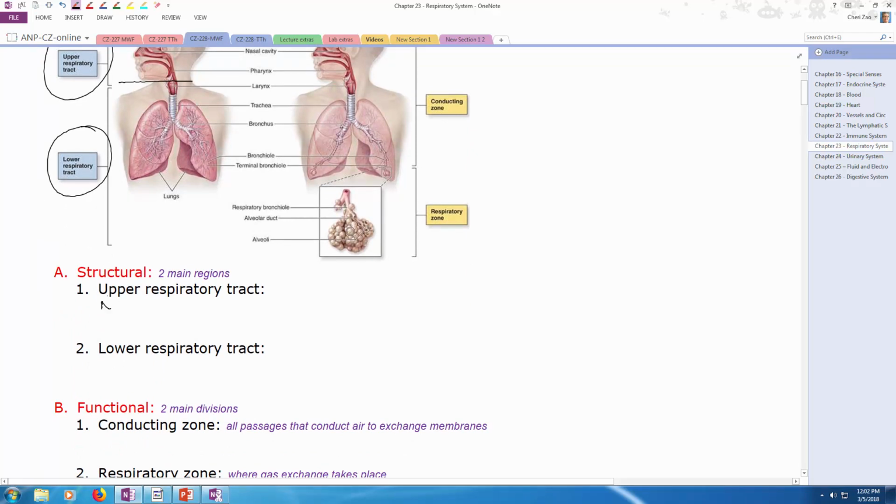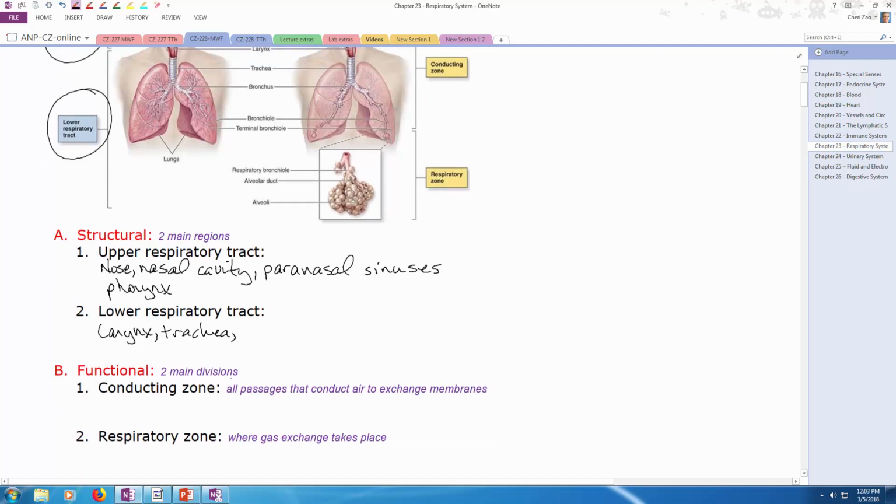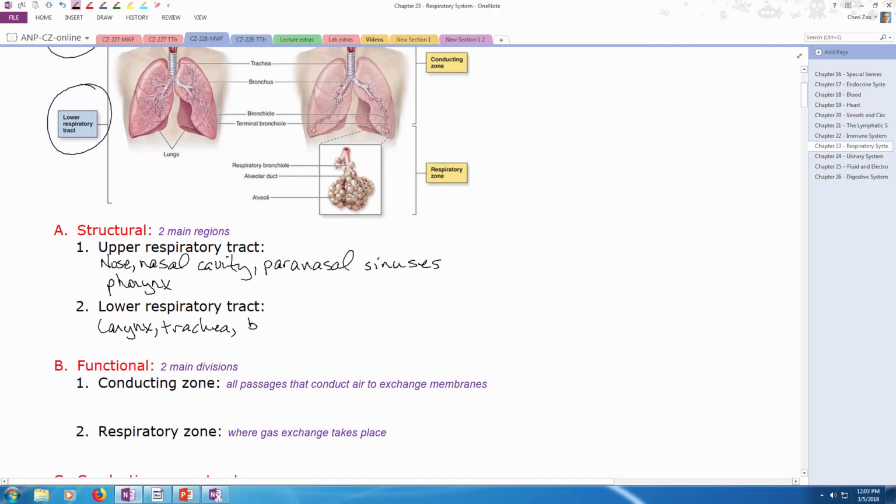Is going to be the nose, nasal cavity, not seen in the upper diagram, but we should add this, paranasal sinuses, because sinus infection is part of an upper respiratory tract infection, and pharynx, basically your throat. Lower respiratory tract is going to be the larynx, trachea, and I'm going to put down the bronchial tree because it's shorter to do that.